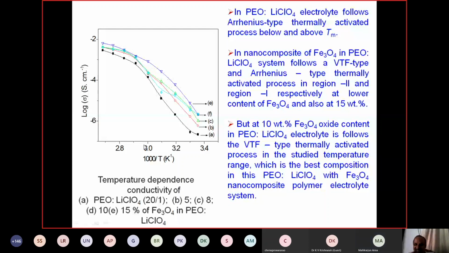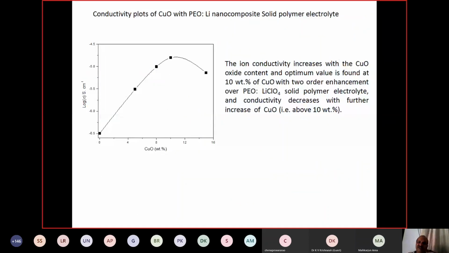This is for copper oxide. You see here, in this case also it accommodates up to 10%. The conductivity is higher there, and further it is decreasing. So the same thing is happening in this case also. With further increase of copper oxide, the aggregation is taking place. That means the mechanical property of the film also decreases. So it also accommodates only up to a particular composition, and behind that the transport property is decreasing.